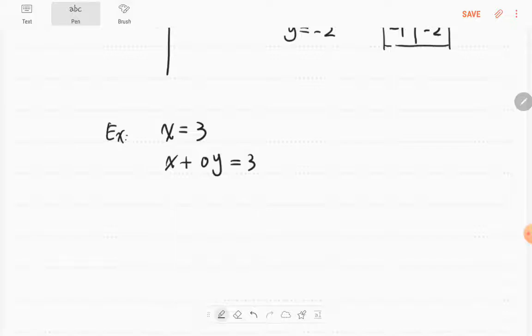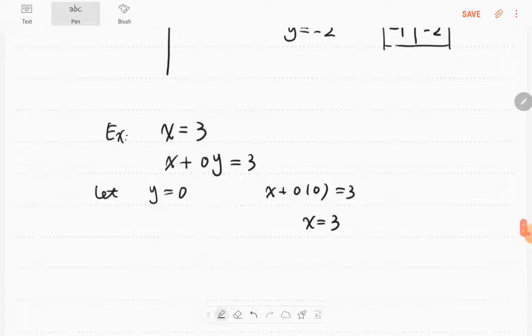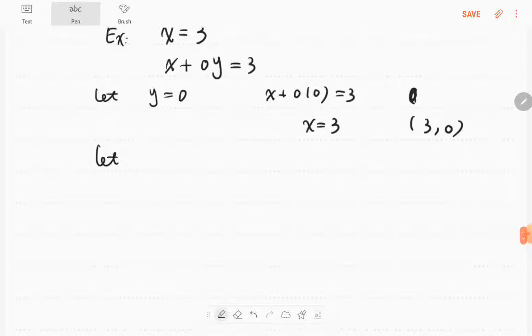By this, let y be 0, let's say. Then it will be x plus 0 times 0 equals 3. So x equal to 3. So the first point will be 3, 0, sorry. Second, let's set y equal to 1. Then we will realize no matter what the y value is, we always get the same value for x.